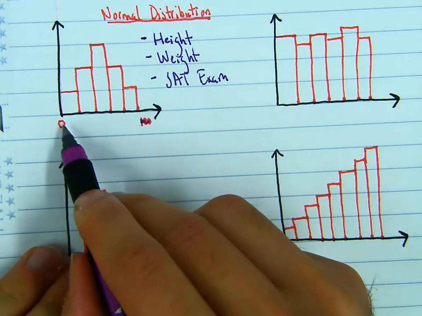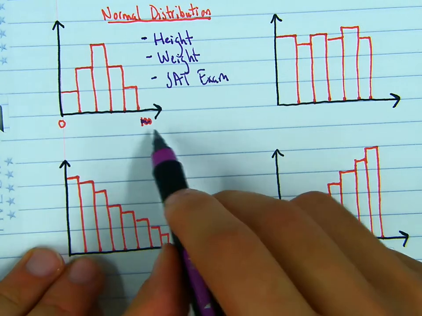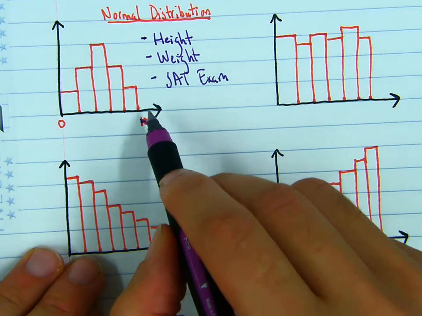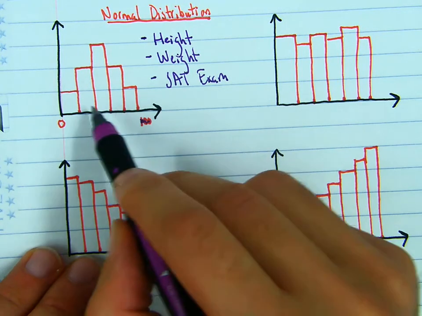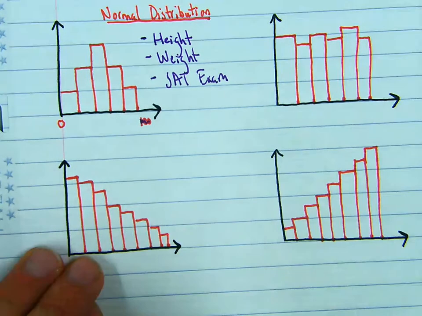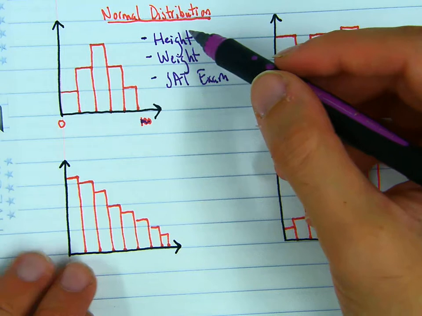You're gonna have some people who don't do very well on a test, you're gonna have some people who do very well on a test, and then a lot of the other data values will be in the center, right? Because some people will do on average so-so. Okay, so this is a normal distribution.